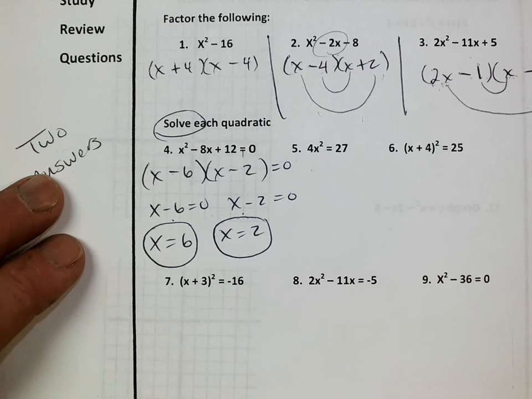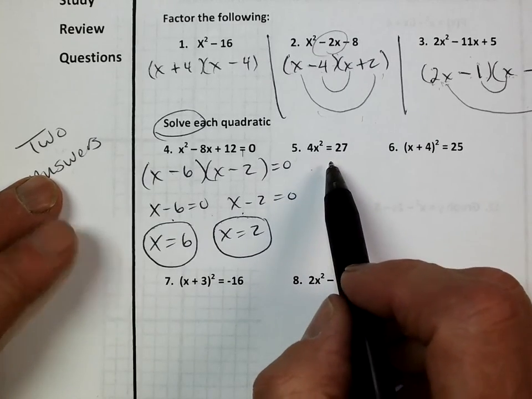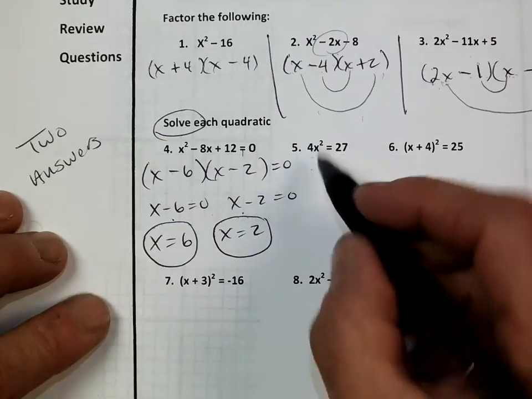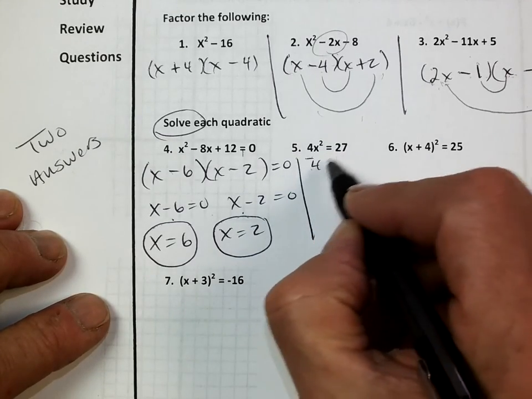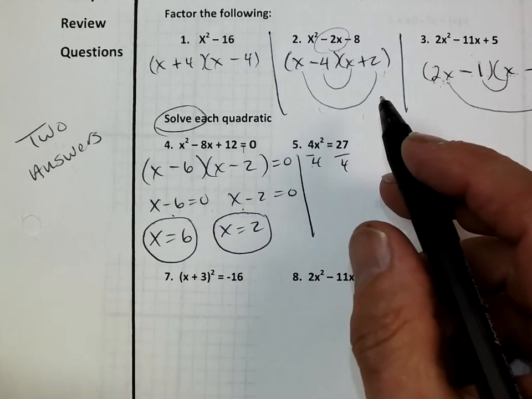Okay, number 5 is a little bit harder, but we can do this one. So what I'm going to do is solve it. I'm going to divide by 4, divide by 4, and I'm going to leave it like that. I'm not actually going to divide and get a decimal. I'm just going to leave it like that because I see some numbers that can be square rooted. So I'm going to leave it as 27/4, and hopefully you'll see why.